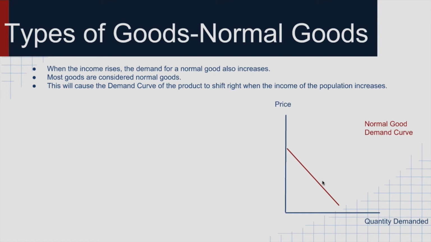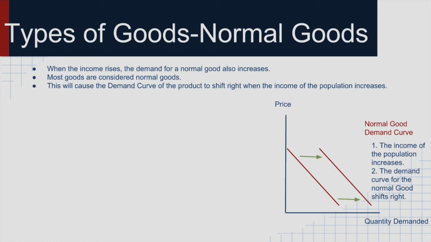So this is the demand curve for the normal good. First, the income of the population increases. Next, the demand curve for the normal good will shift right. This is due to the fact that the population has more disposable income, so they'll want to buy more of the good, typical goods such as name brand clothing, and they will buy more at every price range.